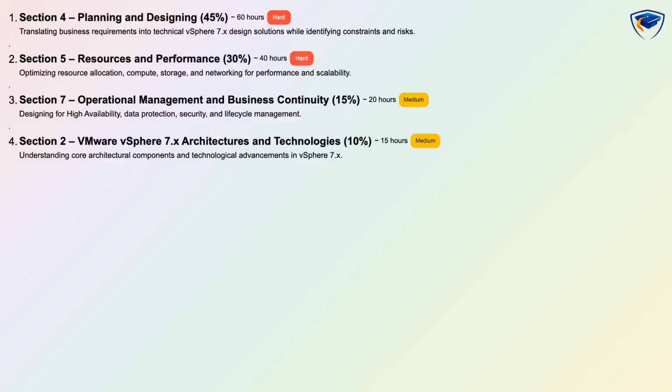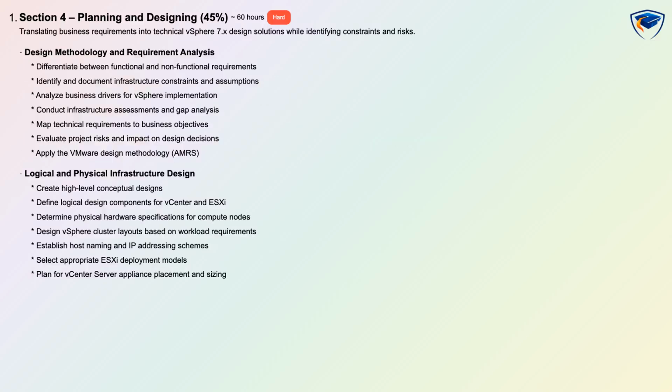to exam weighting. Section 4 Planning and Designing carries 45% of the exam and is rated hard with an estimated 60 hours of learning and scenario-based assessments. You will learn to translate business requirements into technical vSphere 7X solutions by differentiating functional and non-functional requirements, identifying constraints and assumptions, and mapping technical requirements to business objectives.